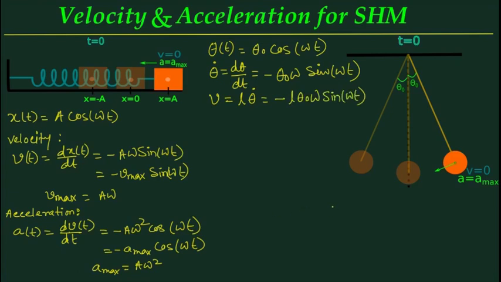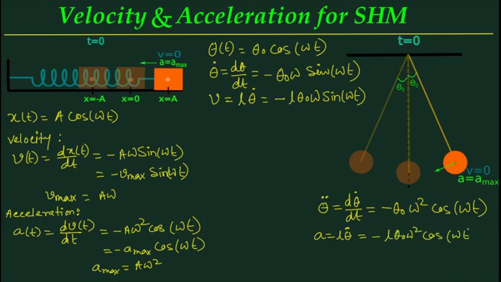Similarly, the angular acceleration theta double dot is the rate of change of angular velocity, that means d theta dot/dt, which is equal to minus theta naught omega square into cosine of omega t. So the linear acceleration a will be length times the angular acceleration, equal to minus L theta naught omega square into cosine of omega t.